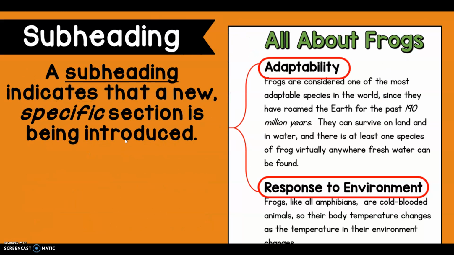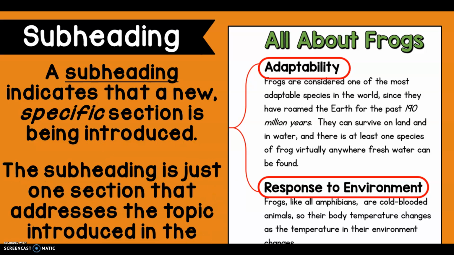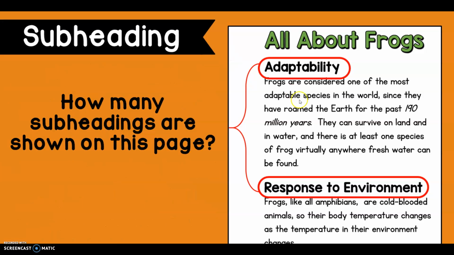And then you also have subheadings. These indicate new or very specific sections that are being introduced. The subheading is just one section that addresses the topic that was introduced in the heading. So in this example on the right, our heading was all about frogs, and then the subheading is adaptability in response to environment.